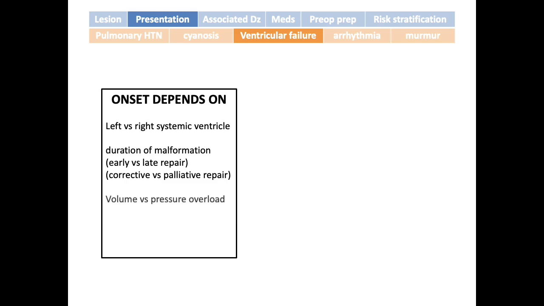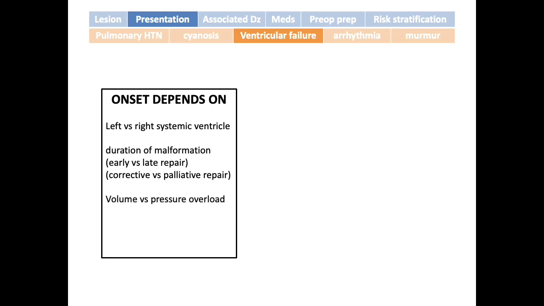Even if the right ventricle supplies the pulmonary circulation as per usual anatomy, a systolic pulmonary arterial pressure of more than 50 mm mercury, or more than half of the systemic systolic blood pressure will precipitate right ventricular failure. Having an early repair, as well as a corrective repair, also helps to protect the myocardium from remodeling, and the spiral of hypertrophy, ischemia, and failure.